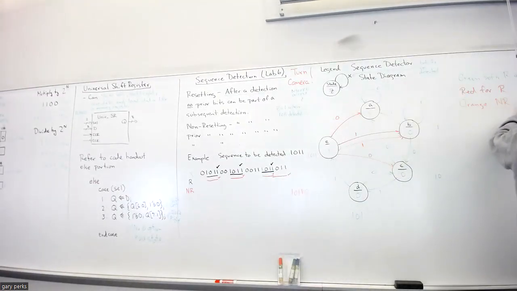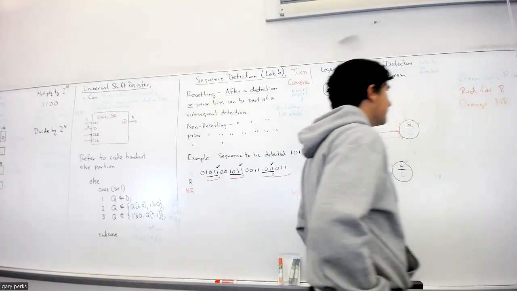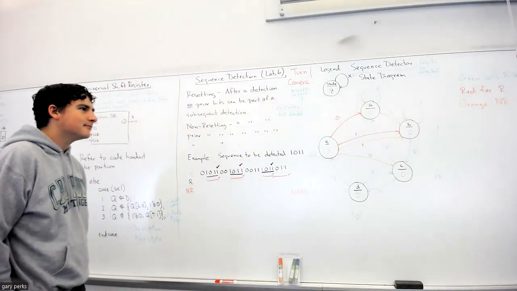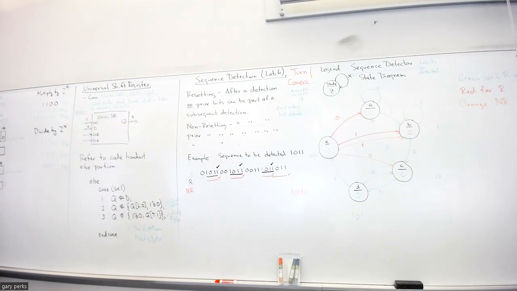If we're looking for this and it's something like this, and now here and here. What would you do then? Okay, let's think about this. If it's non-resetting after detection, you can't use previous bits. Are you saying this is infinite? Because if it's just infinite, you would still have more. I've got to think about this, it's a good question.